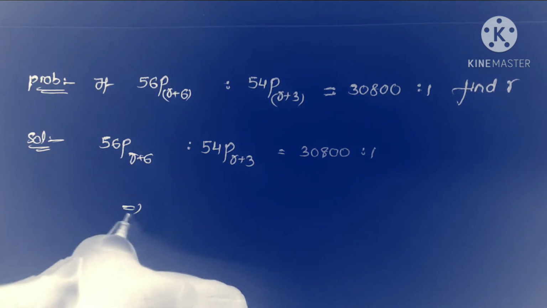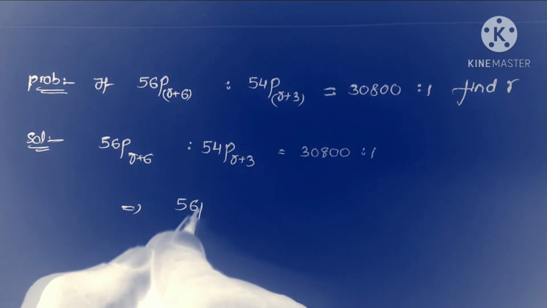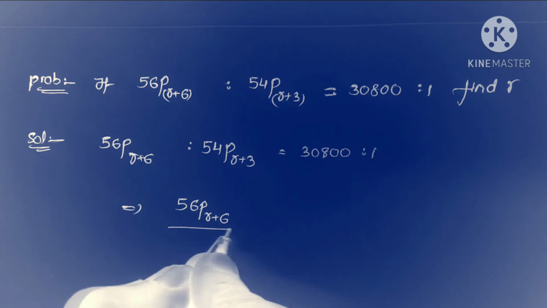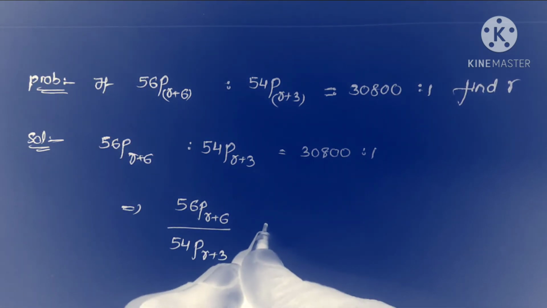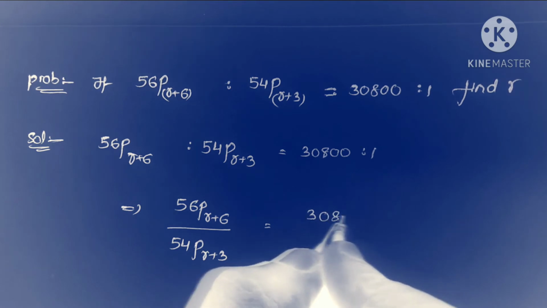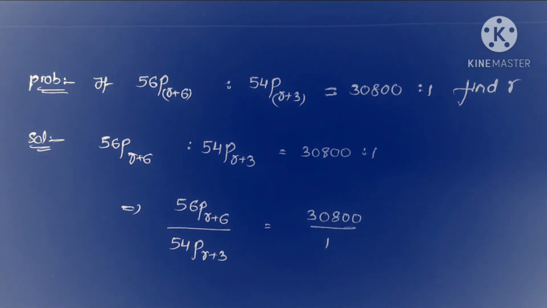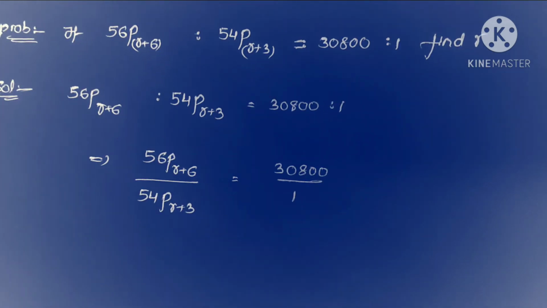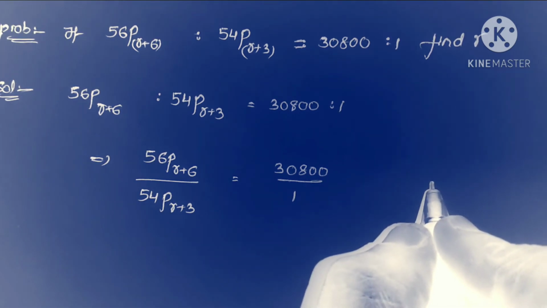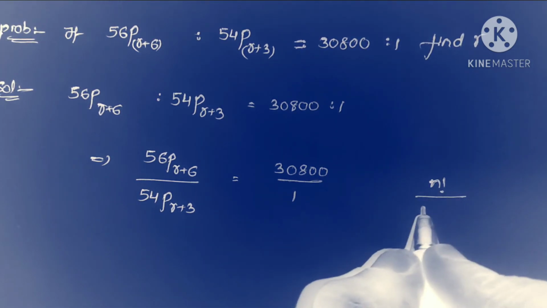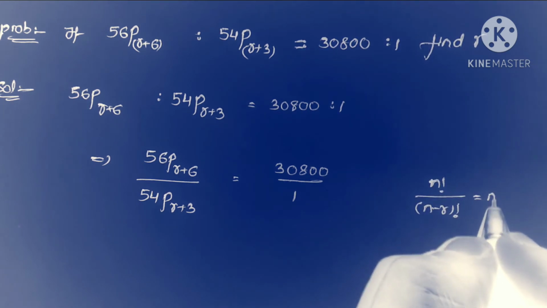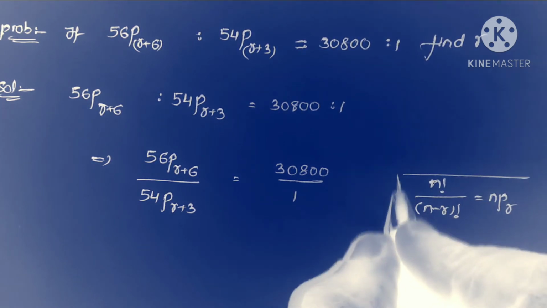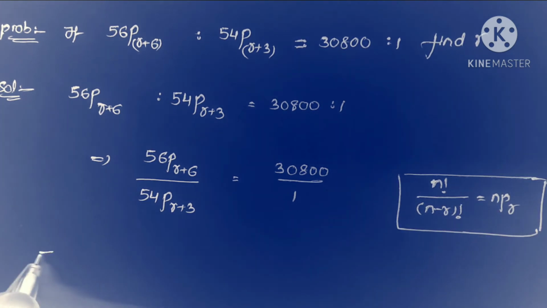That is 56Pr+6 by 54Pr+3 is equals to 30,800 by 1. Now we apply the formula here to find this value. Now what is the formula for this one? nPr is equals to n factorial by n minus r factorial. By applying that formula here.